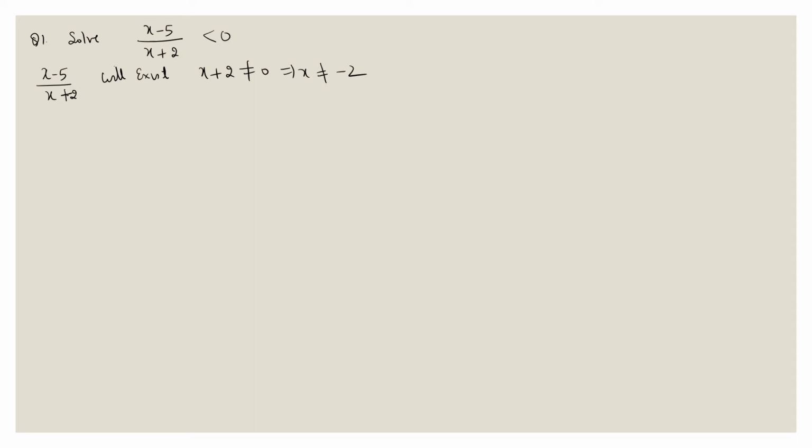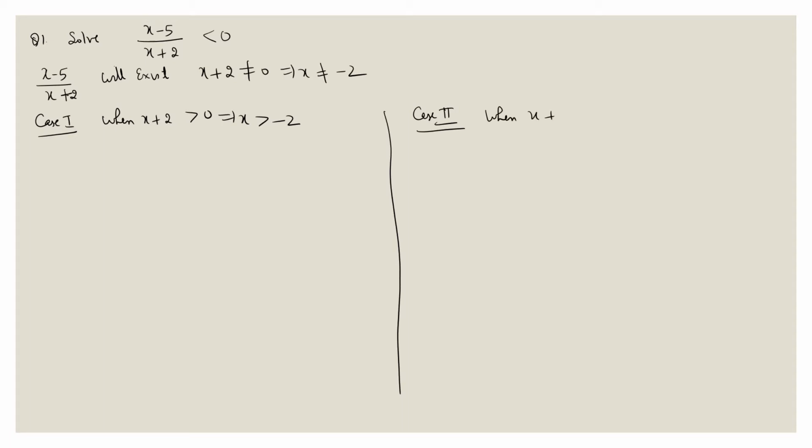So what can happen? If it is not equal to 0, then either it can be less than 0 or it can be greater than 0. So two cases arise here. The first case is when x plus 2 is greater than 0, or x is greater than minus 2. And the second case we need to discuss is when x plus 2 is less than 0, or x is less than minus 2. So let us study individually what is going to happen.